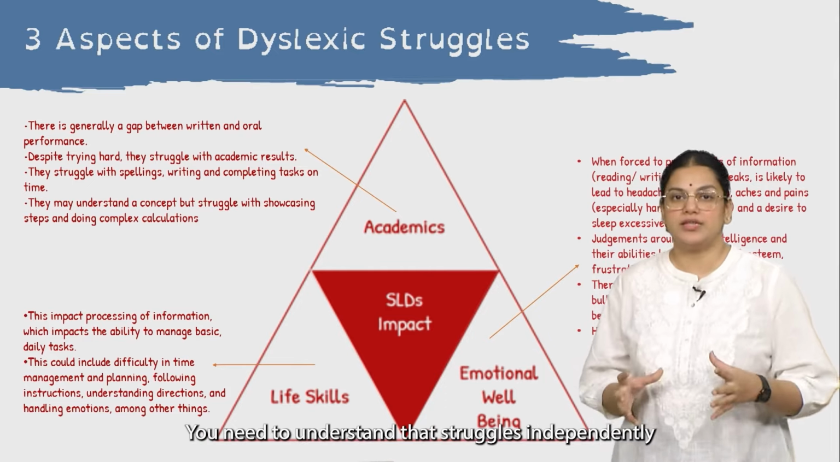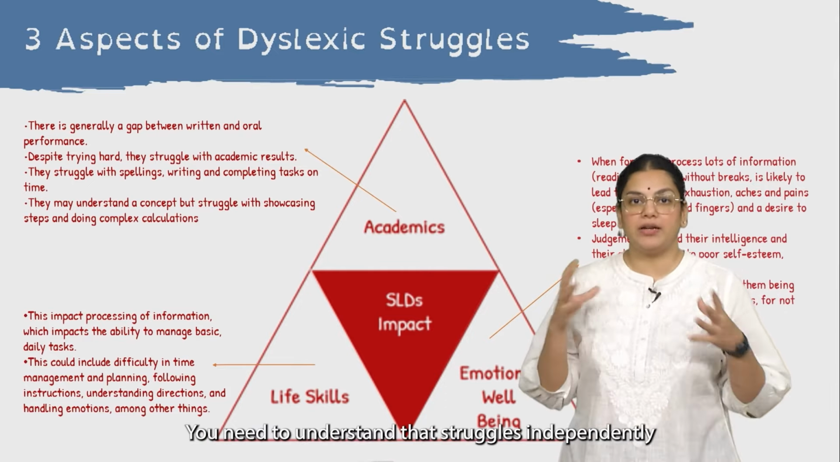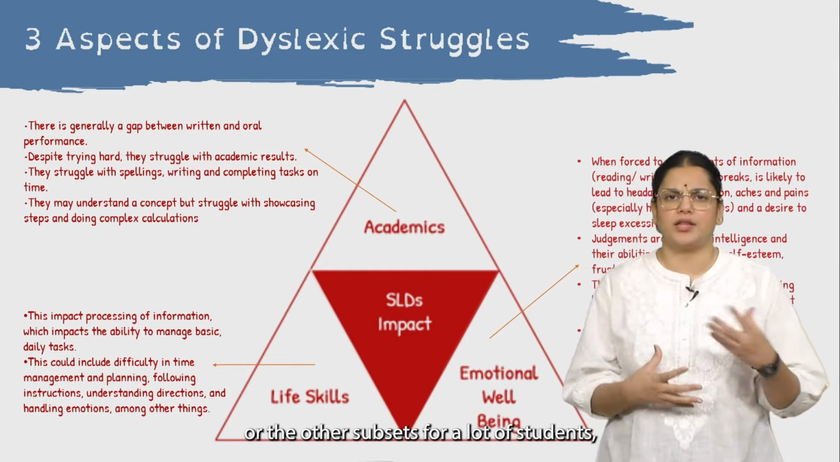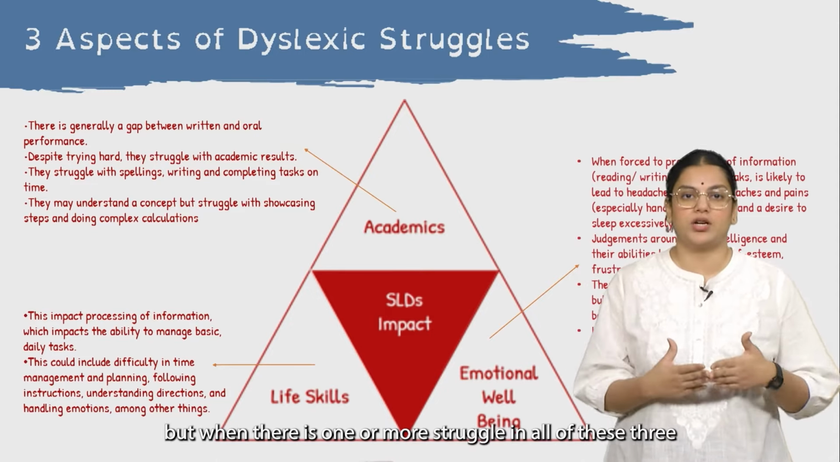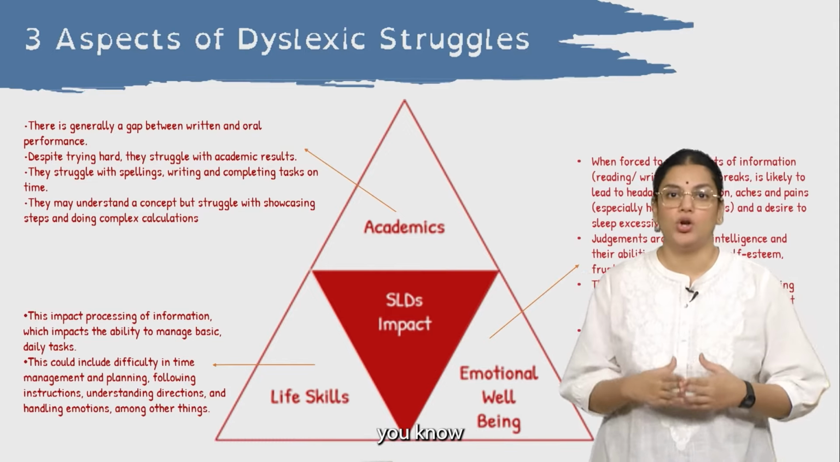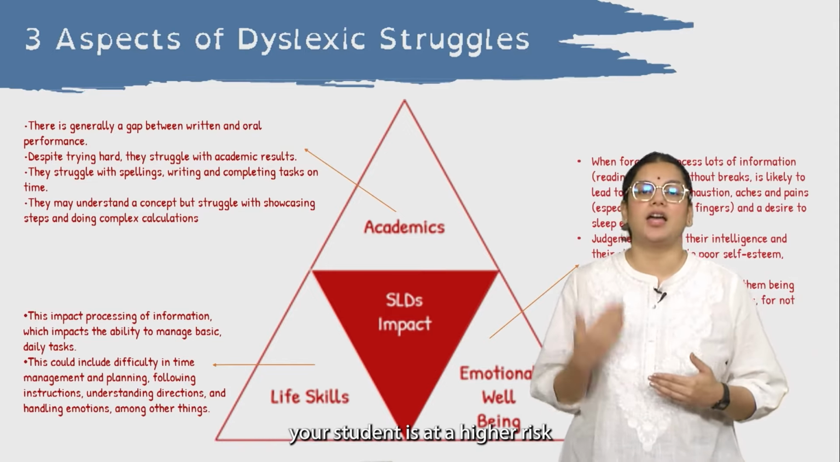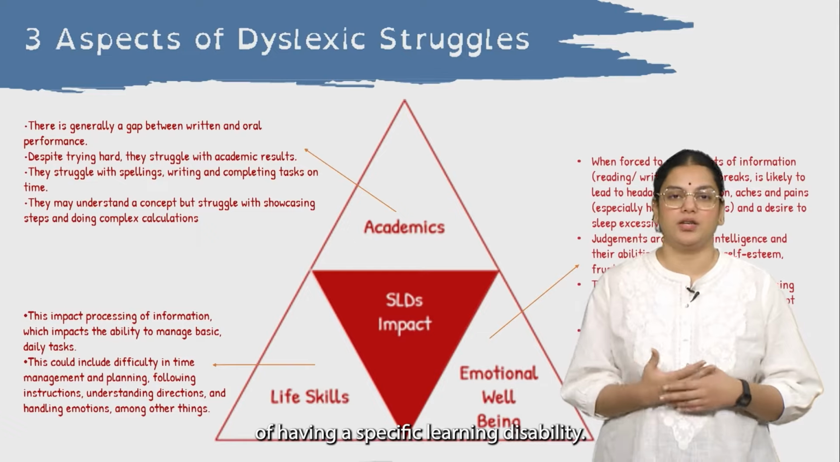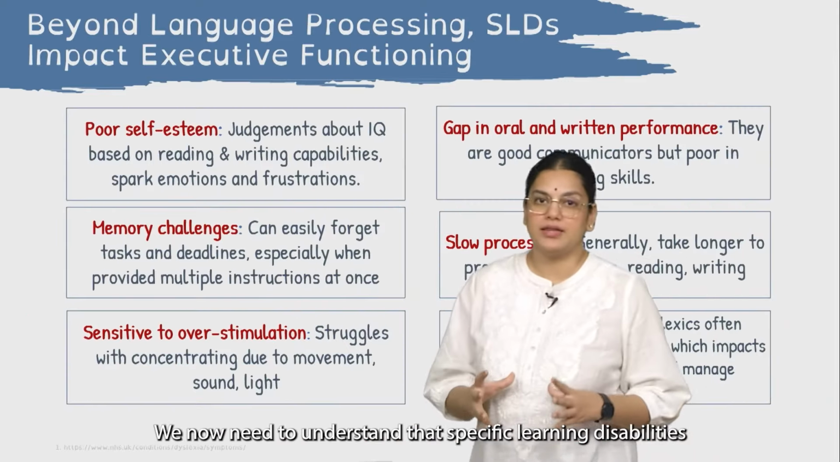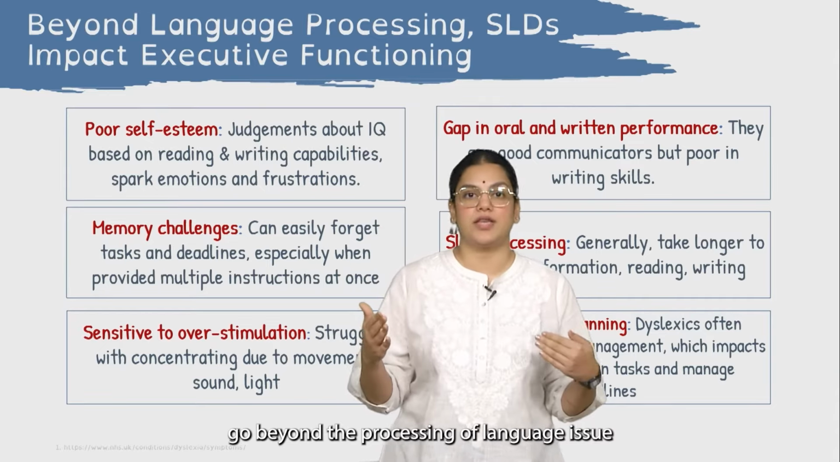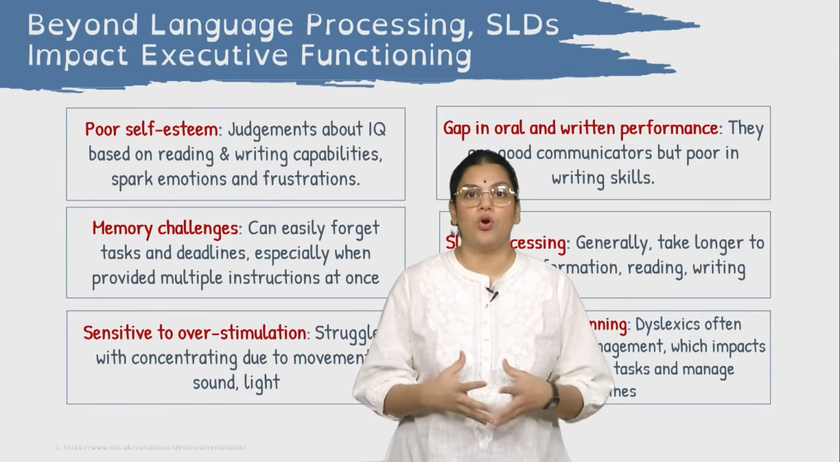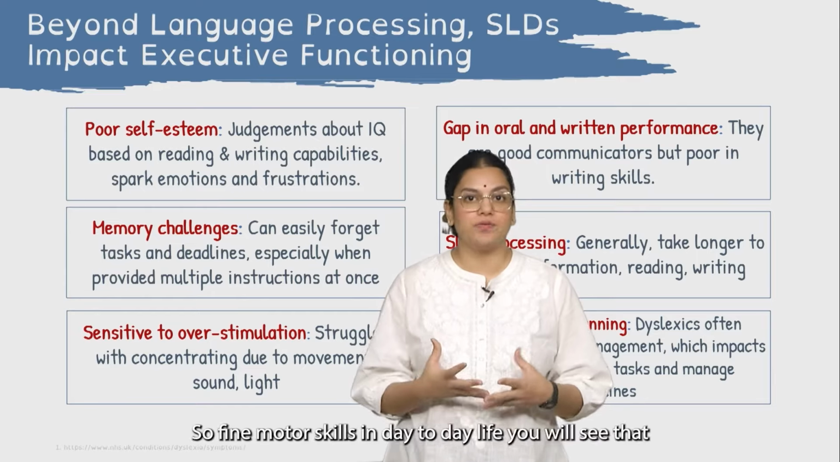Here we'll talk about the 3 aspects of struggles, as we discussed previously: any individual will show struggles across these 3 subsets, which are academics, emotional well-being and life skills. You need to understand that struggles independently will always show in one or the other subset for a lot of students, but when there is one or more struggle in all these 3 put together, your student is at a higher risk of having a specific learning disability. We now need to understand that specific learning disabilities go beyond the processing of language issue or the struggle with maths or fine motor skills.